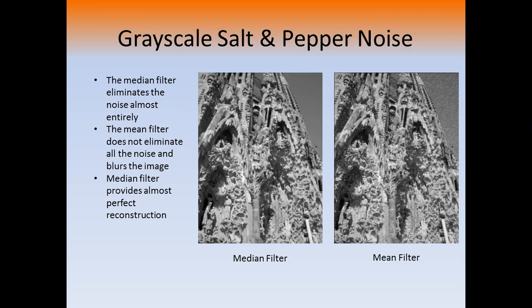The salt and pepper noise, the median filter is almost a perfect reconstruction, whereas the mean filter blurs all the noise across the image and lowers the amplitude a little bit, but the noise is still very prevalent. It probably seems as if there's more noise than just at a lower amplitude. So for salt and pepper noise, the median filter is better, hands down.